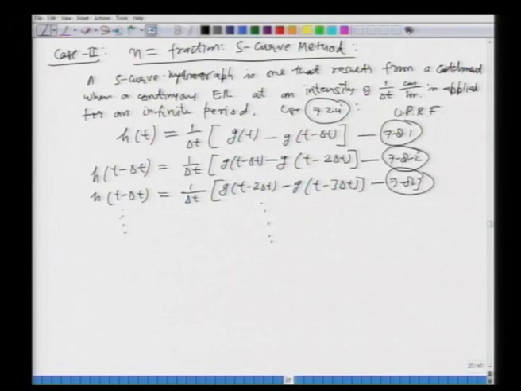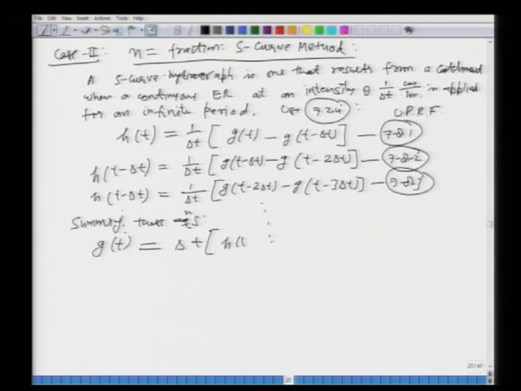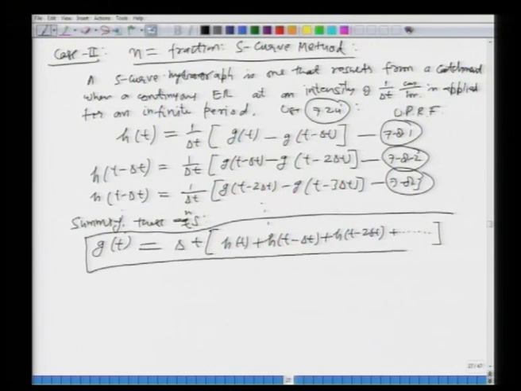So, if you did that and if you sum these up, what do you get? Summing these equations, what we are going to get is g of t is nothing but delta t times h t plus h t minus delta t plus h t minus 2 delta t and so on, where g is your unit step response function at any time or the S hydrograph.